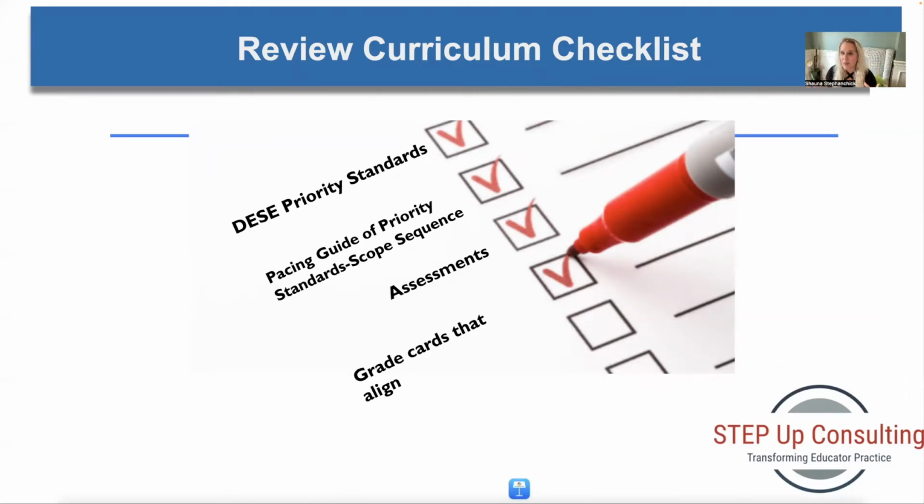And so the next step in the work you're going to be engaging in is creating pacing guides to pace those priority standards in a way that you have a clear roadmap of how to do that throughout the year.